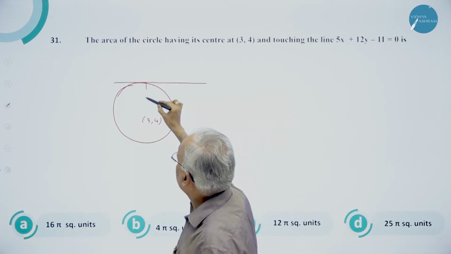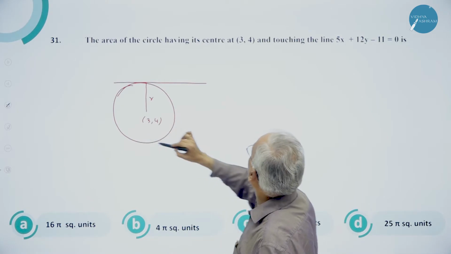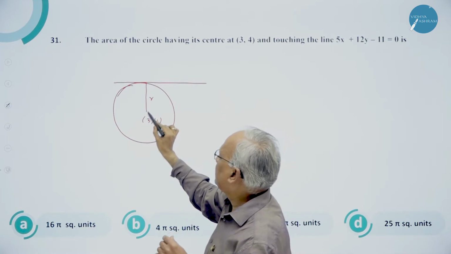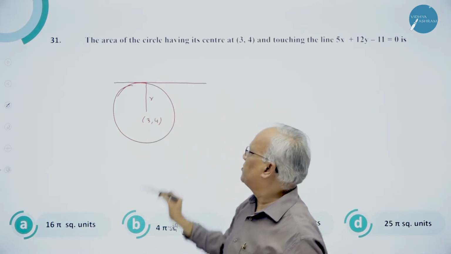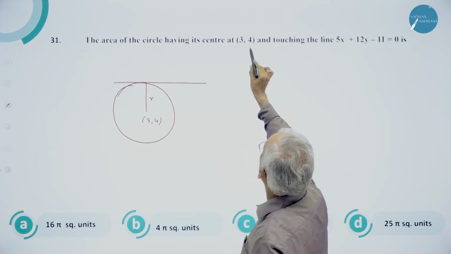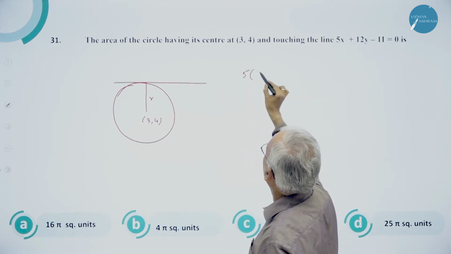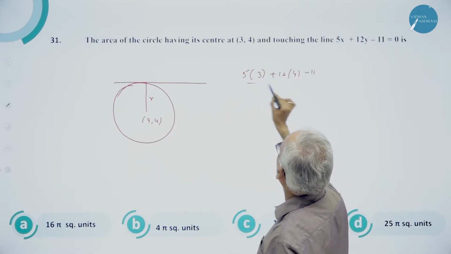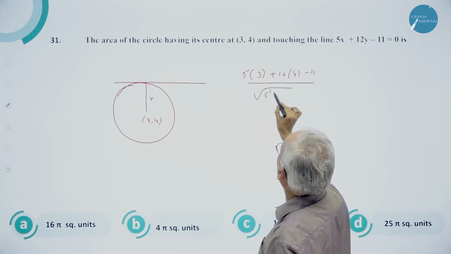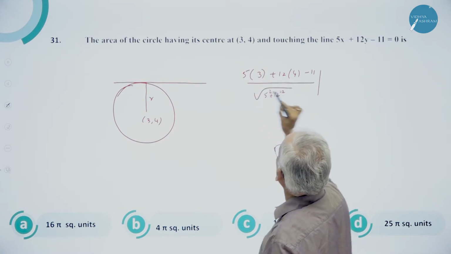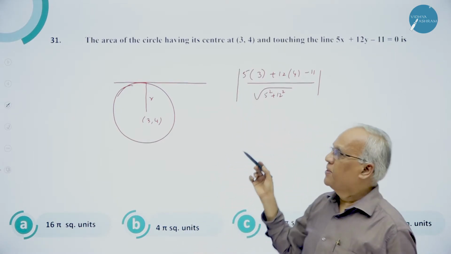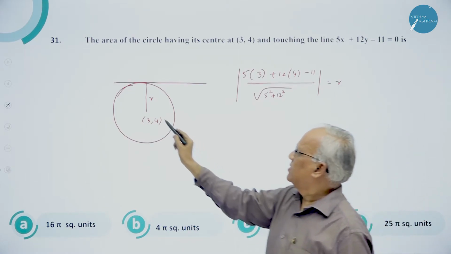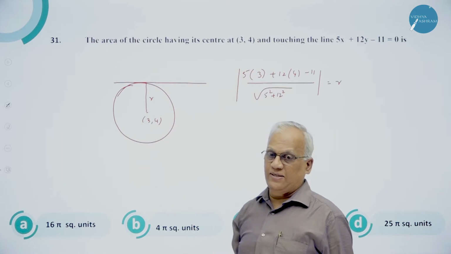So this distance is nothing but the radius of the circle. So if you know the radius, you can find the area of the circle. So the distance of the center from the line, using the distance formula between a point and a line. What is the distance of this point from this line? It is (5 into 3 plus 12 into 4 minus 11) divided by square root of 5 squared plus 12 squared, which is in your first year PUC syllabus. You know the distance of a point from a line. That is equal to the radius of the circle, because the line touches the circle.